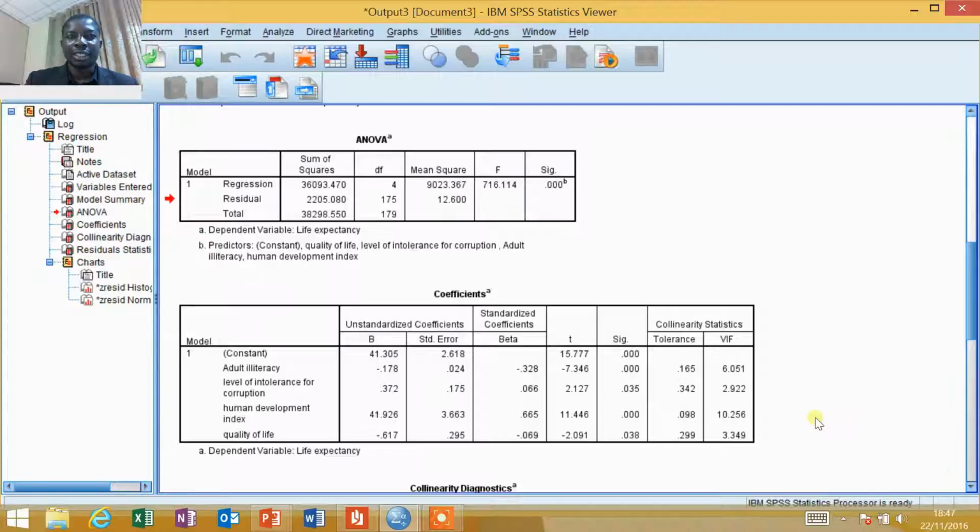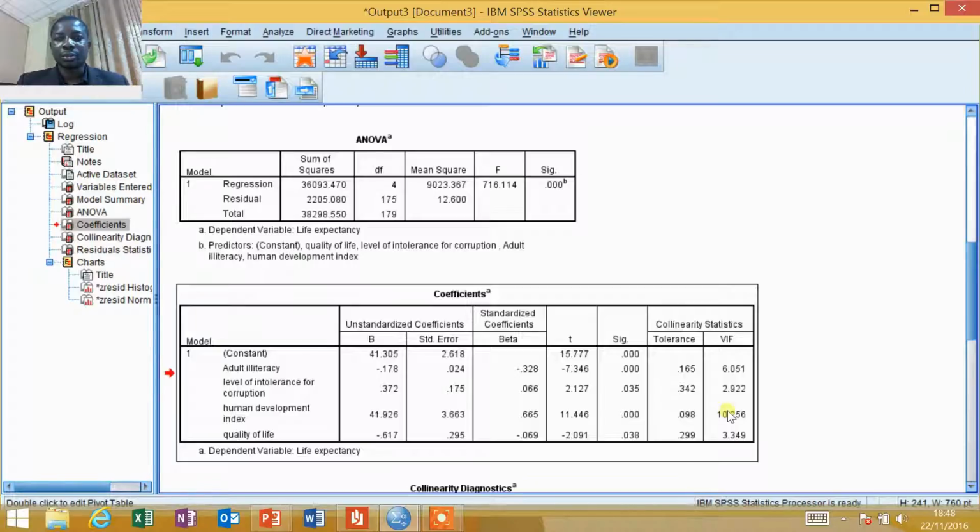Now, as we indicated earlier, you can also check multicollinearity by looking at the variance inflation factor. We expect that the variance inflation factor should not be more than 10, or the tolerance should not be less than 0.1. In this case, the next highest is the adult illiteracy, and if we recall, the two were highly correlated. So if one of them is not the variable of interest, then we need to drop that variable. For example, let's drop human development index and see how the results will behave.